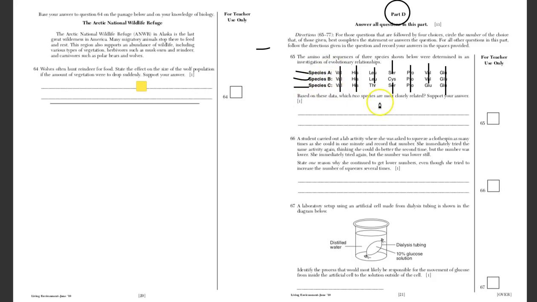So check it out. It also says support your answer. It says support your answer. So you can't just put species A and B. You have to say why.